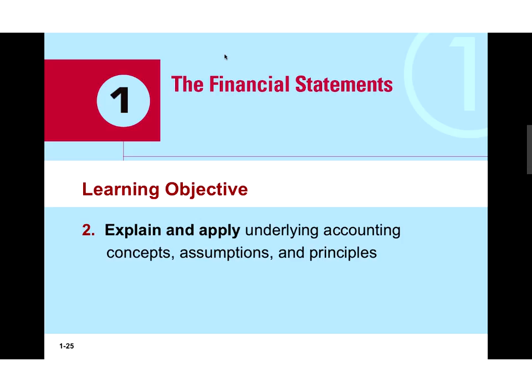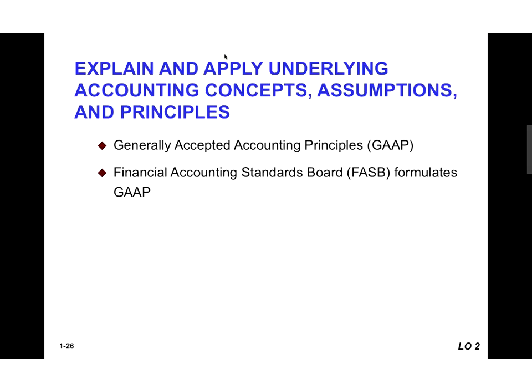So now we're getting into the underlying accounting concepts, assumptions, and principles. There are a couple acronyms we use a lot in accounting. The first one is GAAP, Generally Accepted Accounting Principles. GAAP, U.S. GAAP, is what governs these accounting rules that we use. It's been developed over time.